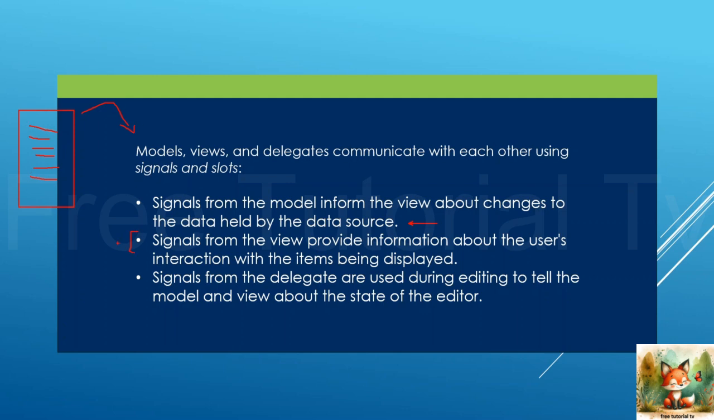And that's the idea I am trying to convey here. So the delegate is also the middleman between the view and the model. Signals from the delegate are used during editing to tell the model and view about the state of the editor. So the delegate can be thought of as something that the user interacts with to affect a single item in the model. And the changes may also be affected in the view.